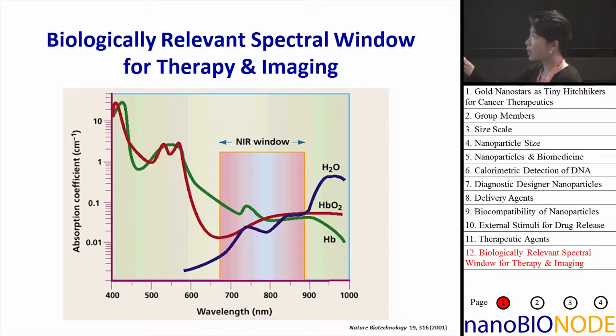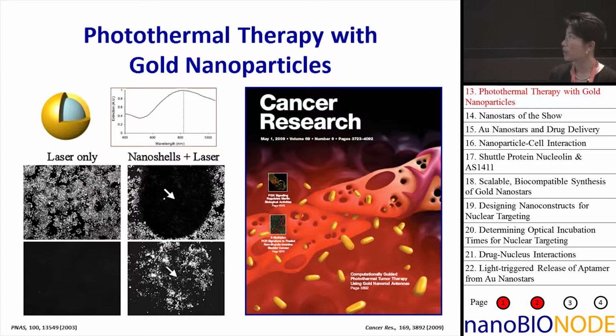So the nice thing about this window also for gold is that gold's optical properties naturally fall into this window. That's another reason why people like gold. And so there's been some seminal work on the use of gold particles as what we call photothermal agents, meaning you shine light on the particles, they heat up, and they destroy the surrounding biological material around it. So one of the first examples was done by Naomi Halas at Rice University.